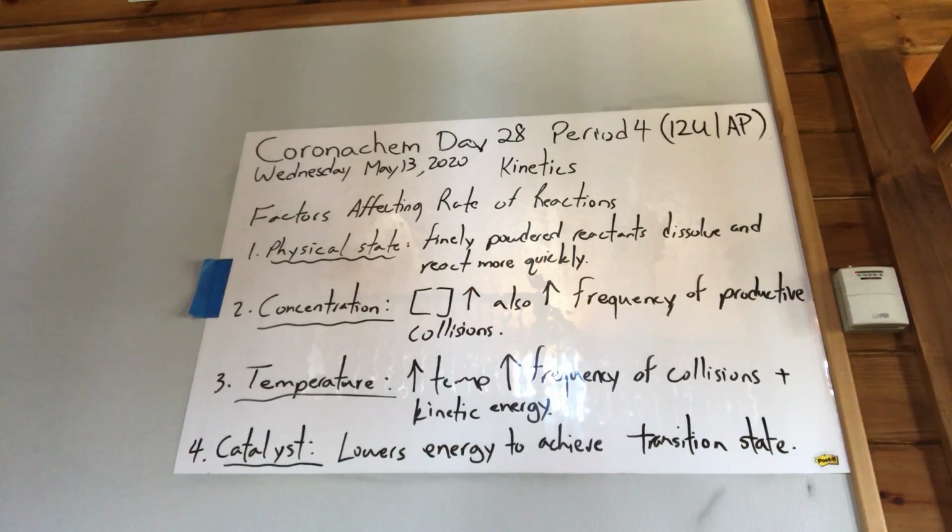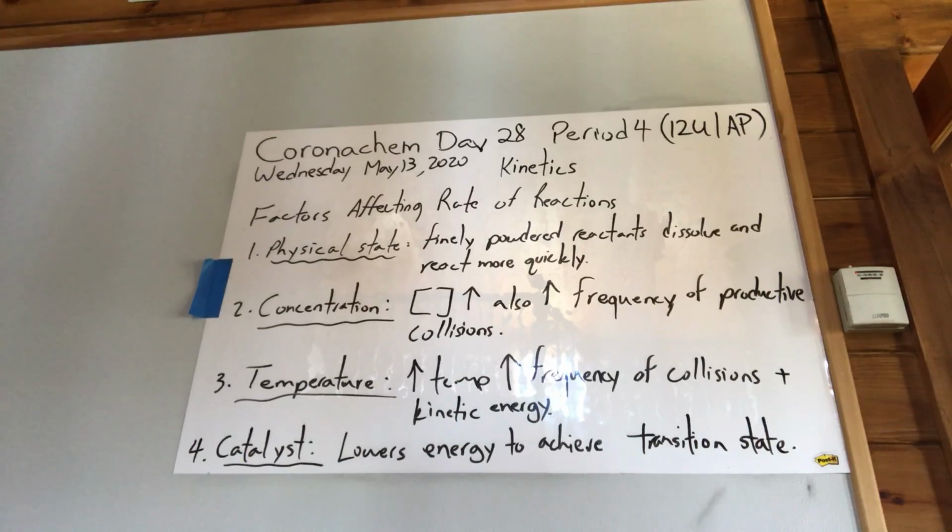Concentration. If you increase the concentration, you also increase the frequency of productive collisions. Because there's more molecules in proximity to each other, they're more likely to interact, so you tend to increase the rate of the reaction when you have an increased concentration of the reactants that participate in the reaction.